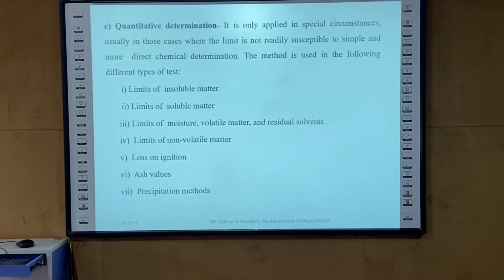The last method for this is quantitative determination. It is only applied in special circumstances, usually in those cases where the limit is not readily susceptible to simple and more direct chemical determination.